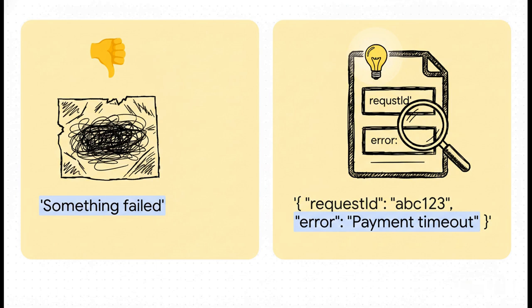But on the right, now that is a clue. It's a structured, machine-readable log. It tells you the service, it gives you a request ID so you can connect it to everything else, and it gives you a specific error. The left is just noise. The right is a signal.